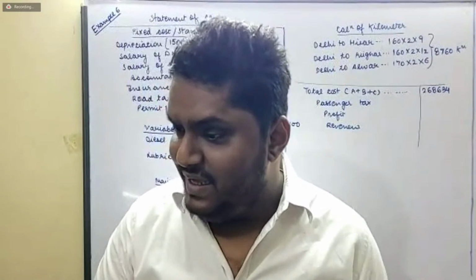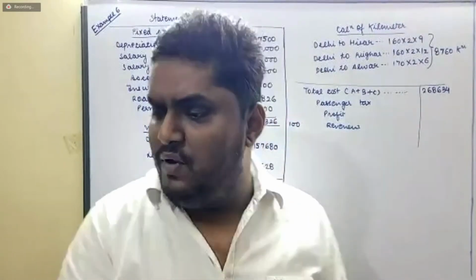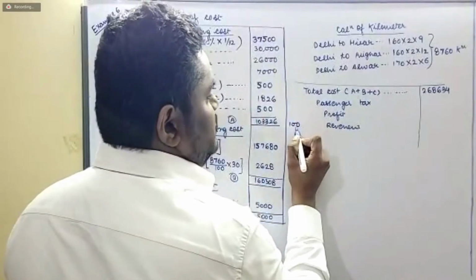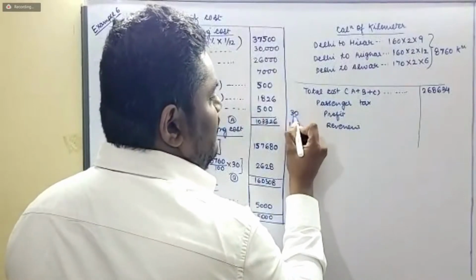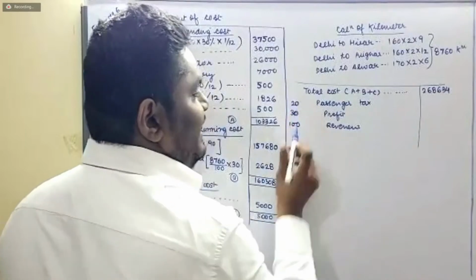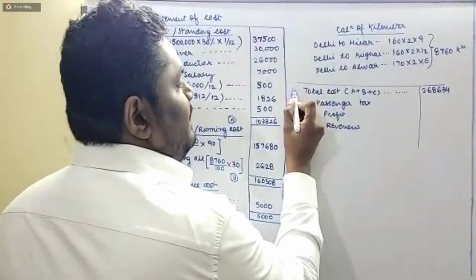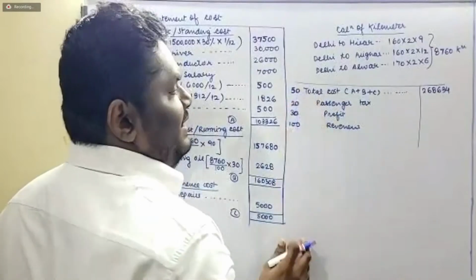So the passenger tax is 20% of the takings. So my revenue is 100, assuming my profit is 30% of the takings and my passenger tax is 20% of the takings. So balance, my cost will be how much? 50% of the total takings.